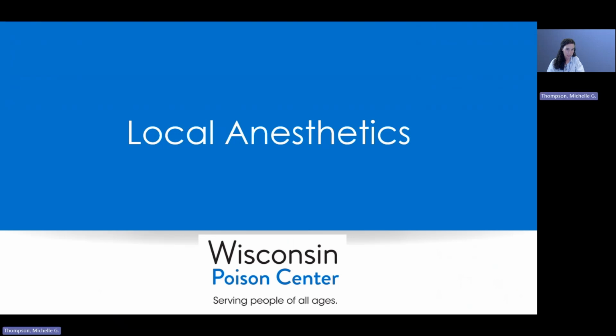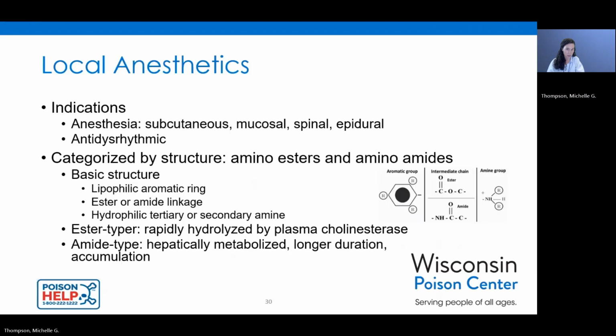Local anesthetics. Two main indications for the use of local anesthetics. First is for anesthesia. This can be in the form of subcutaneous, mucosal, spinal, or epidural anesthesia. And then we also see local anesthetics used as antidysrhythmics.